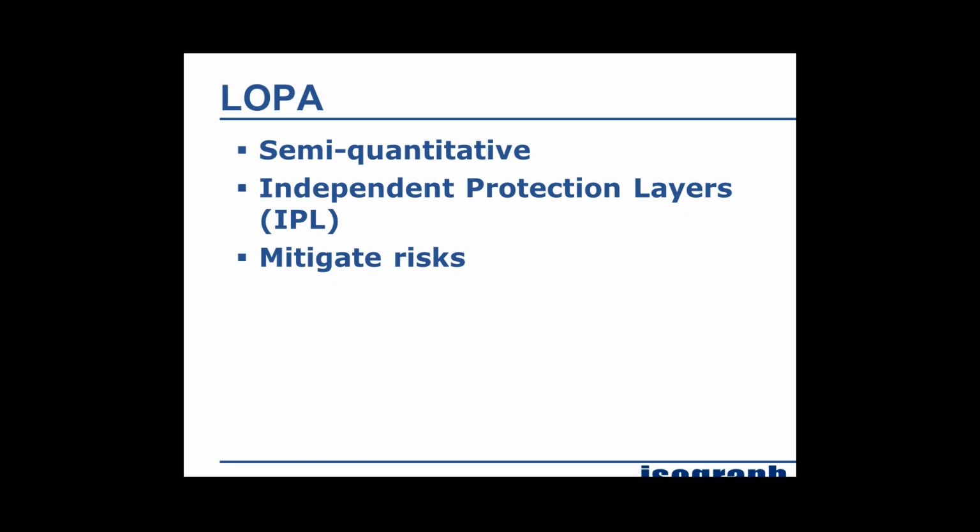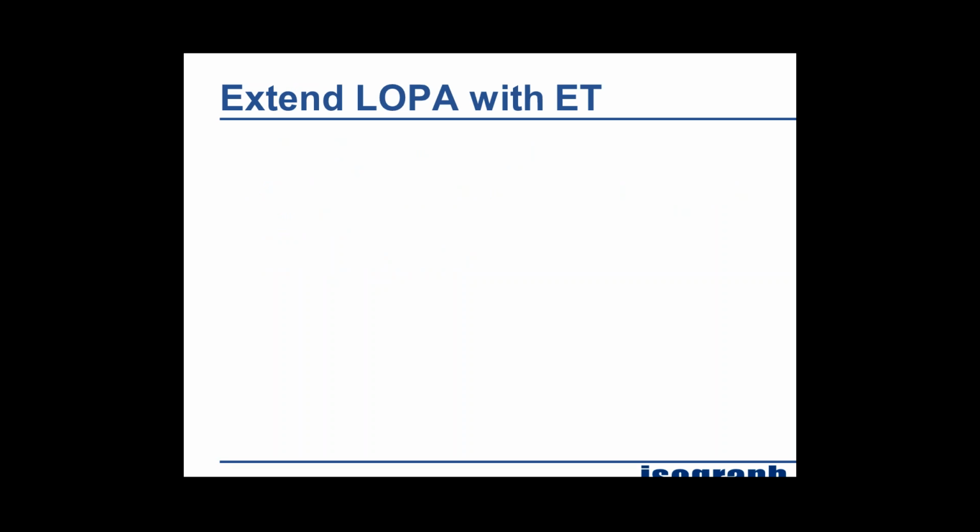This LOPA allows us to evaluate that and gives us really an objective way of looking at how well we've mitigated our risks. Now, you can go a little bit beyond what a traditional LOPA can accomplish when you couple it with event tree and also fault tree analysis. You can extend this methodology of evaluating your layers of protection by using it with event tree.